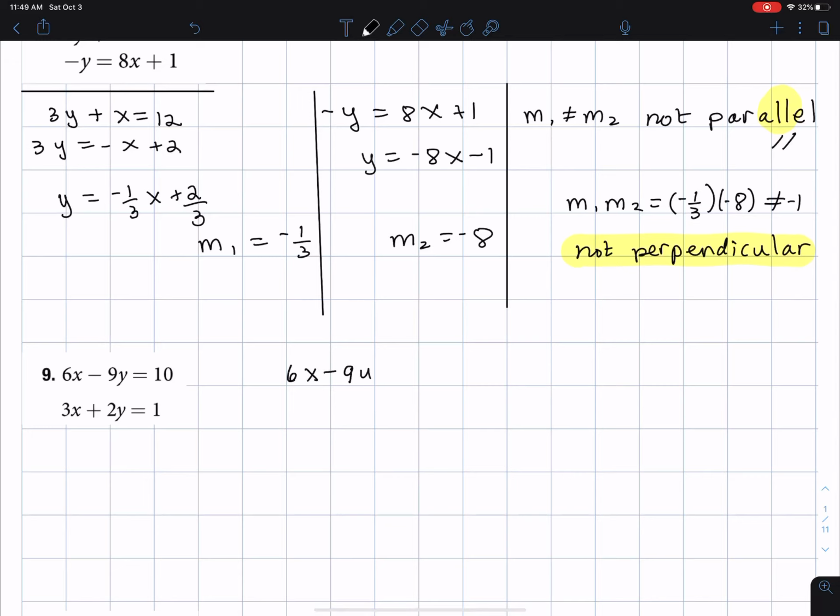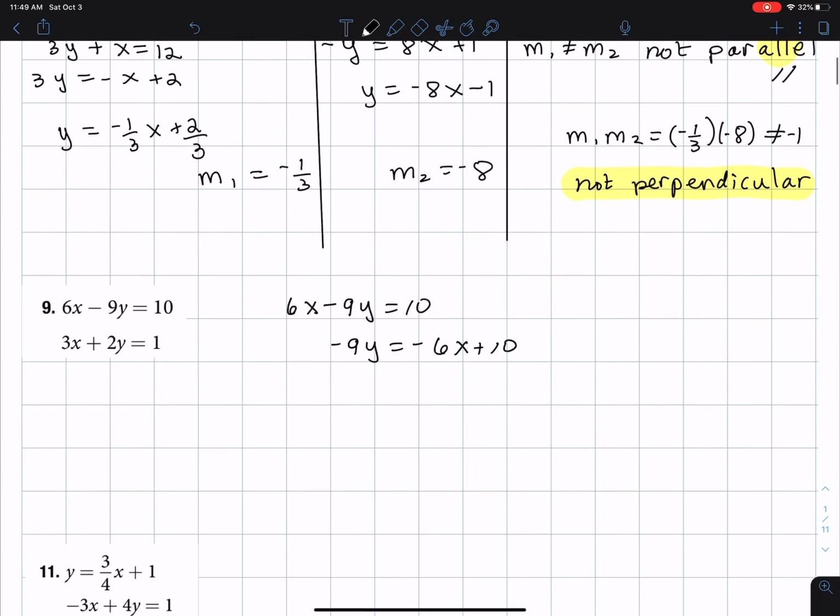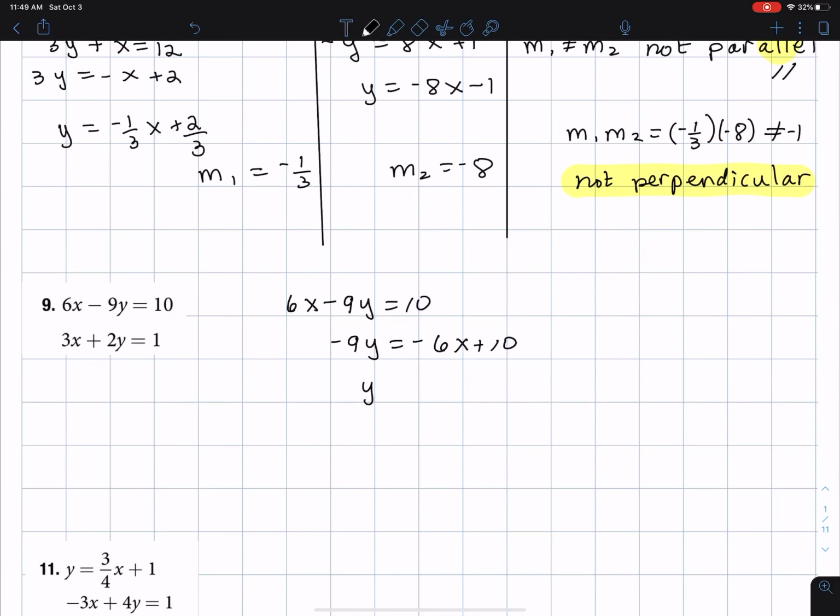6x minus 9y equals 10. I'll subtract 6x from both sides, and then negative 9y equals negative 6x plus 10. Divide by negative 9. So y equals 2/3 x minus 10 over 9. And so m1 equals 2/3. I'm deciding this first one's m1, and I could correspond that to L1, L2 as the lines.